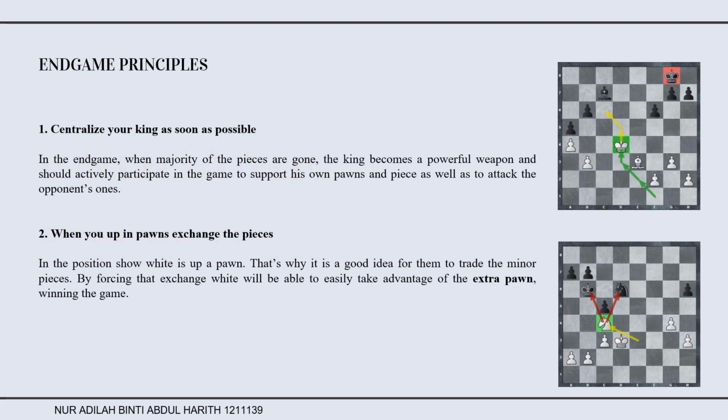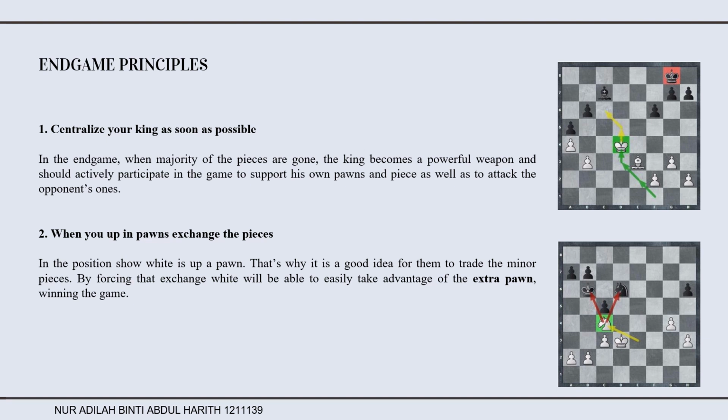The first principle of endgame is centralize your king as soon as possible. The idea of centralizing the king in the endgame will give a big opportunity to win or draw the game. In the position shown, white has a serious advantage because they centralized the king 3 moves earlier than black.